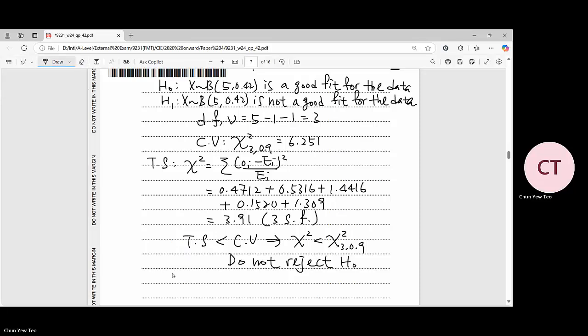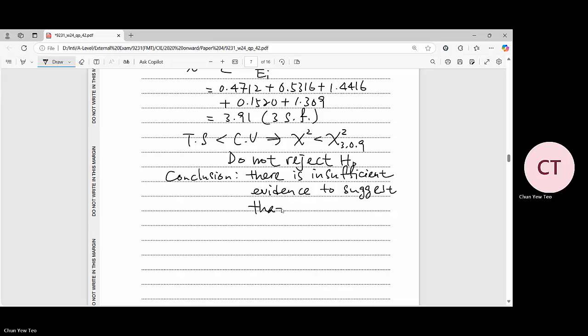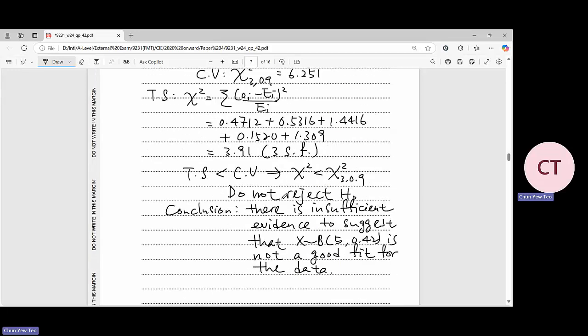So, conclusion: there is insufficient evidence to suggest that the binomial distribution of n is 5, p is 0.42 is not a good fit for the data. Okay, done. This will be the answer for question number 3.